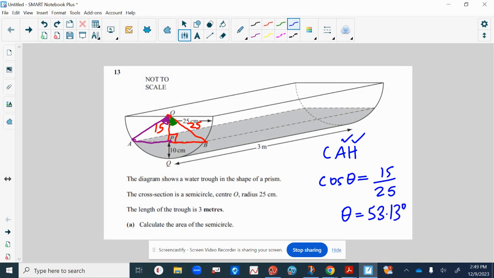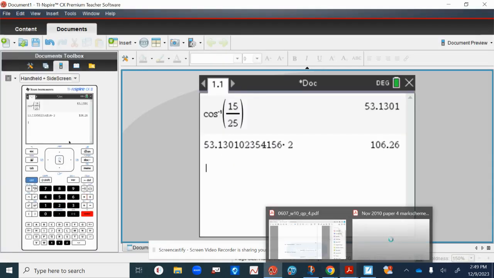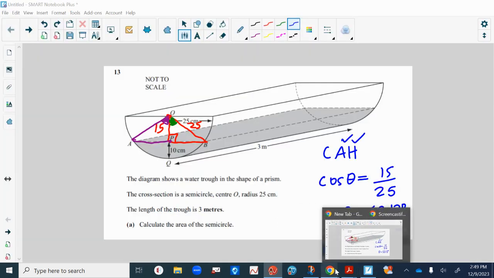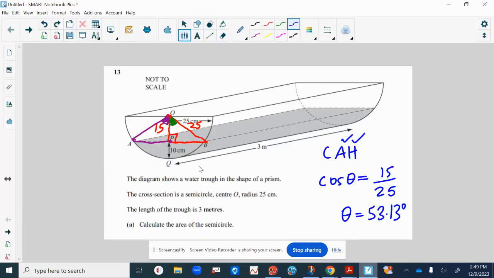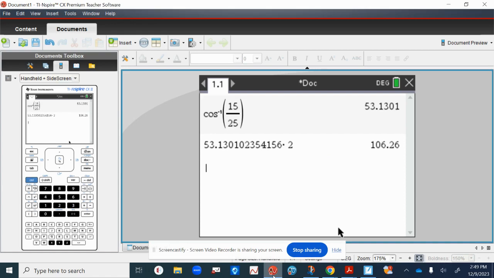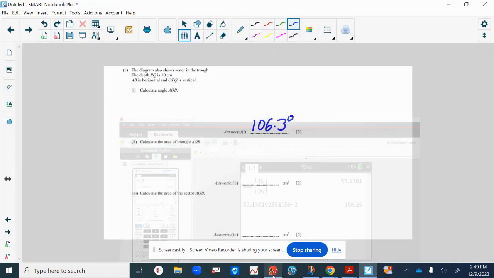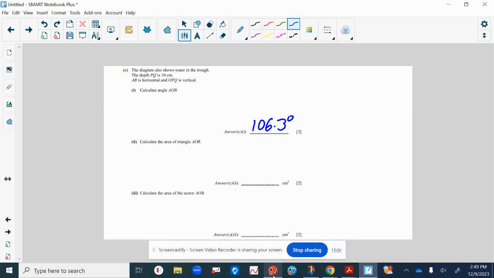But remember, we've got to double that. So I'll do that in our calculator as well. Times it by 2, so it's 106.26. Customarily, angles are given to 1 decimal place, unless they said otherwise. Have they said otherwise? Can't see. So it'll be 106.3 degrees. Let me double check. Yeah. I'm going to probably use that more accurate answer later on.